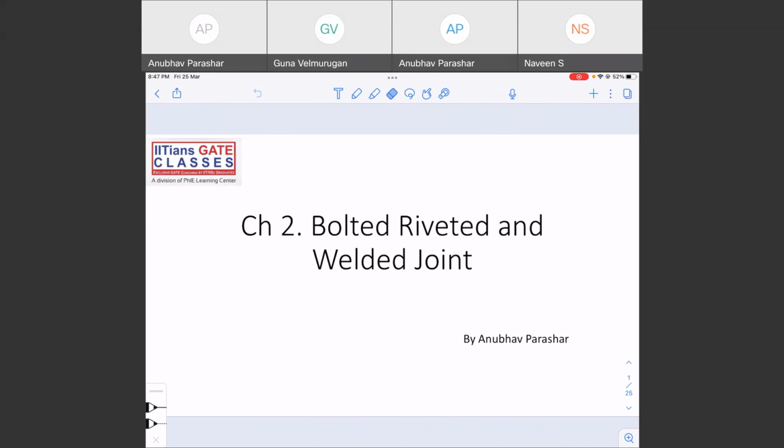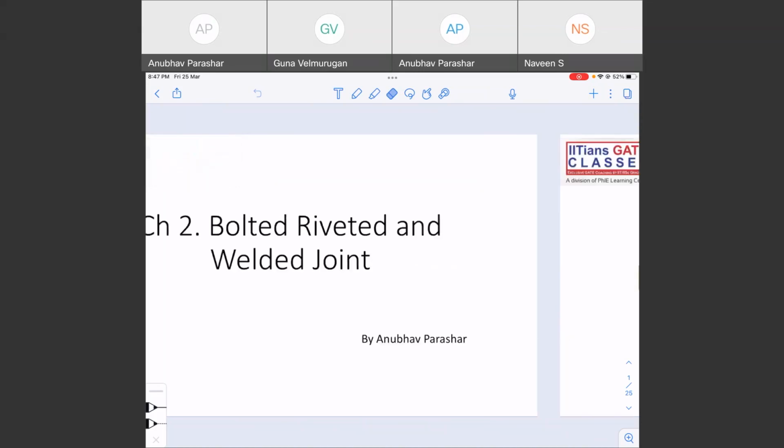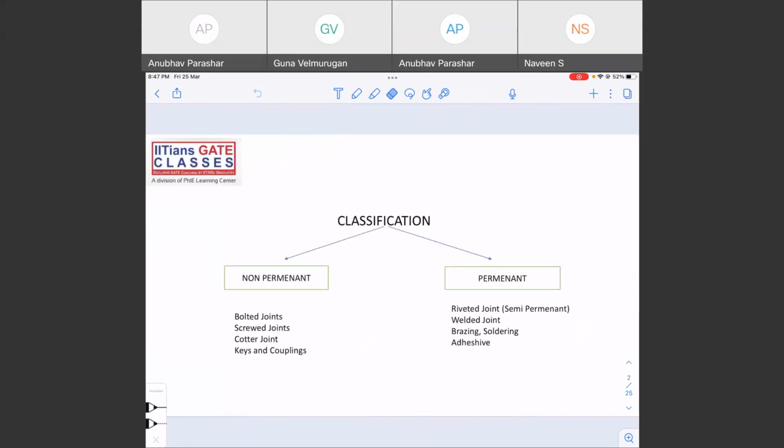So let us start with bolted, riveted, and welded joints. As already cited, the syllabus will be that of GATE, only the toughness of the questions will be lesser. So we will follow the GATE syllabus exactly.